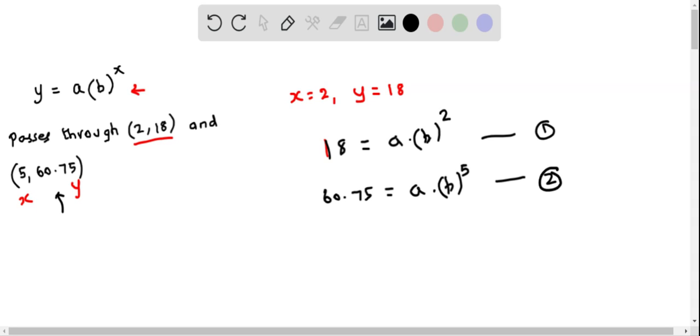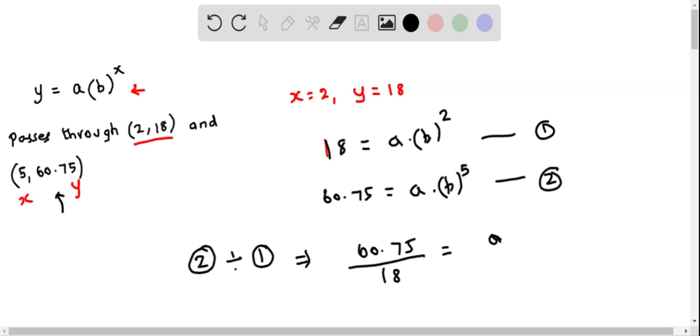Now to solve this equation for the variables a and b, we will do this division. So we can do equation 2 divided by equation 1, or we can also do equation 1 by equation 2. So when we do this, we have to divide both sides appropriately. So the left side, that is 60.75, will get divided by 18, and the right side we have a times b raised to the power of 5 over a times b raised to the power of 2.